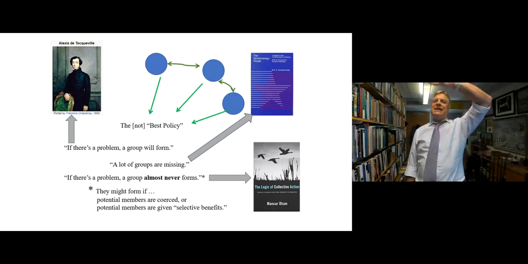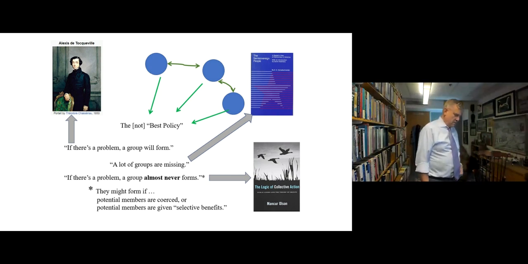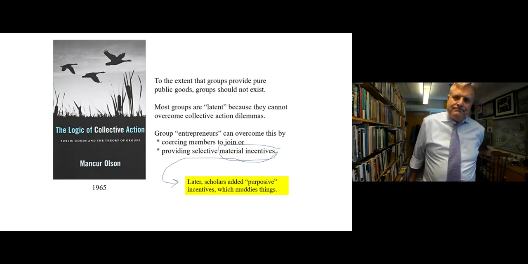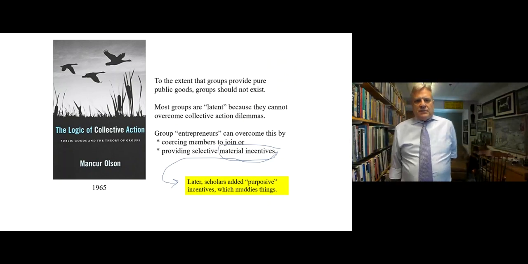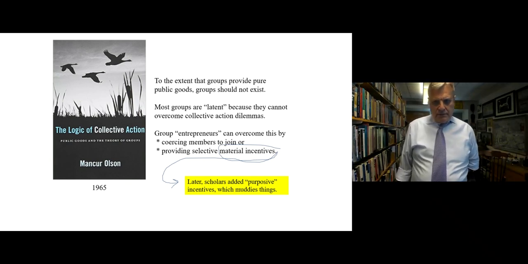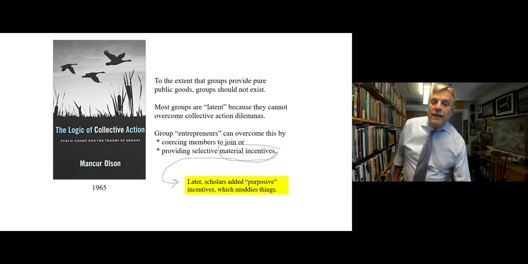Mancur Olson turns the entire pluralist idea completely on its head. If there's a problem, a group will form? No. If there's a problem, a group hardly ever forms, especially around the hardest public problems, the problems that really require collective action.